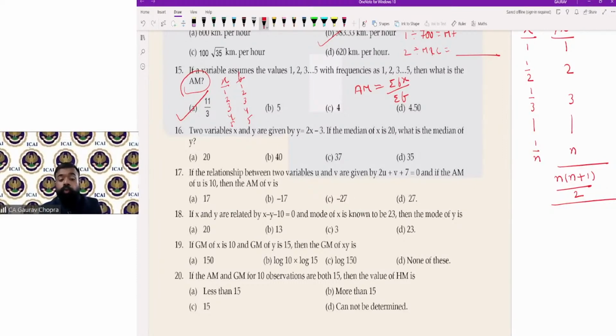Now 16th one. Two variables x and y are given with the equation y is equal to 2x minus 3. If the median of x is 20, x का median 20 है, then what will be the median of y? y का median क्या होगा? Just substitute the value and get the result. So y equal to 2 into 20 minus 3. How much? 37. So 37 is the answer. Option number C.